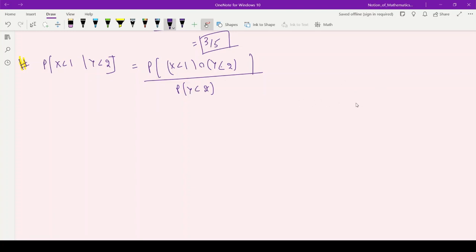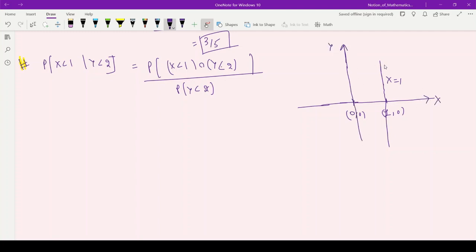X is less than 1, how will I draw this region? X-axis. Suppose here x is from 0 to 1. So it is 0, 0, it is 1, 0. X is less than 1, so it will be just like this, x equal to 1, and this is the x-axis, this is the y-axis.